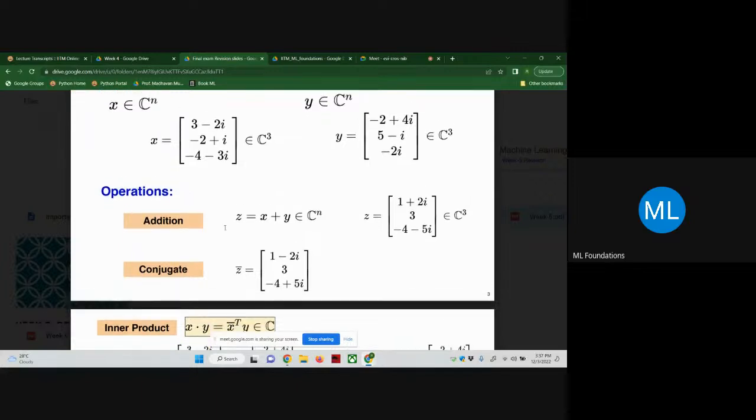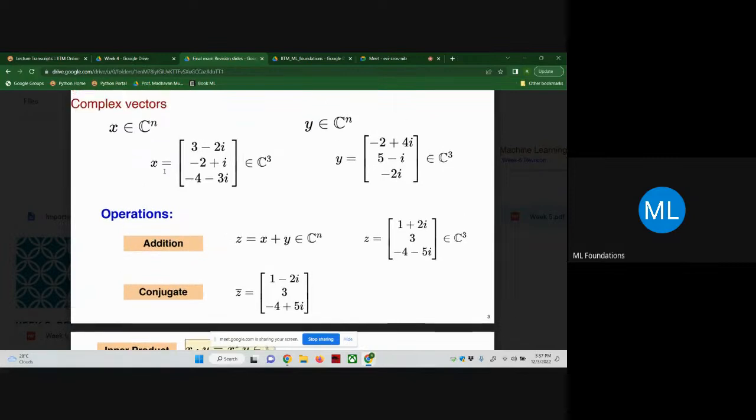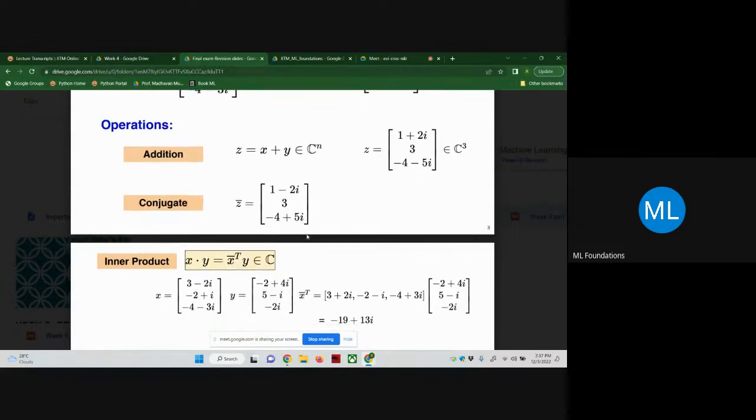The conjugate of a complex vector is the conjugate of each individual number in the vector. Suppose we have z equals 1 plus 2i, 3, minus 4 minus 5i. You take the conjugate of 1 plus 2i, which gives you 1 minus 2i. The conjugate of a real number is the same number. So minus 4 minus 5i becomes minus 4 plus 5i. Only the sign of the imaginary part should be changed.